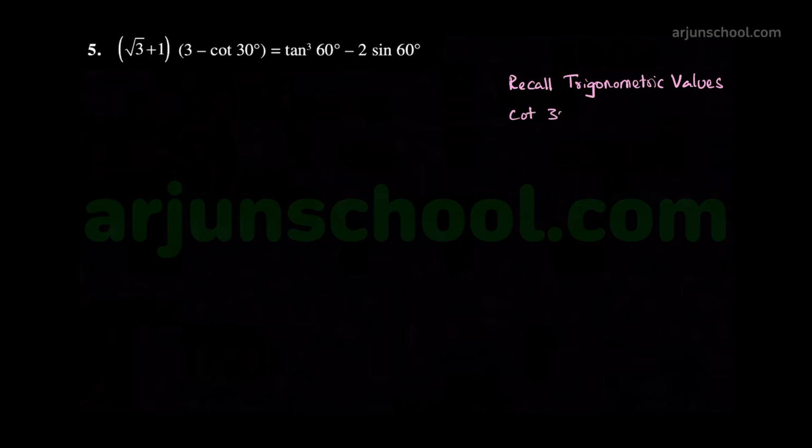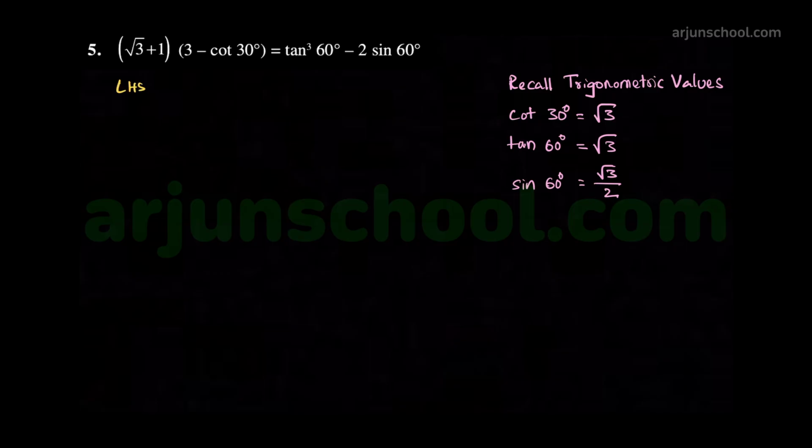Cot 30 degrees is root 3. Tan 60 degrees is root 3. Sin 60 degrees is root 3 by 2.